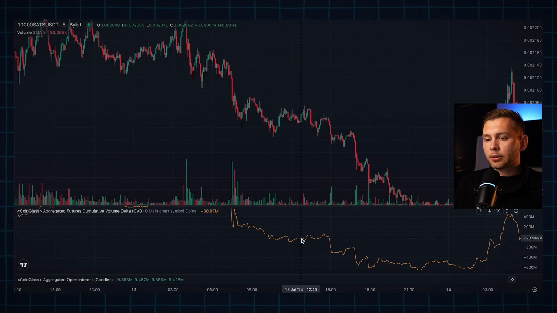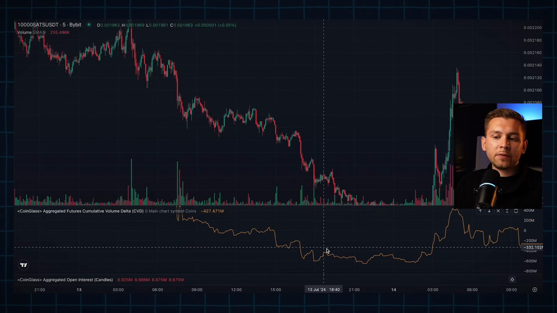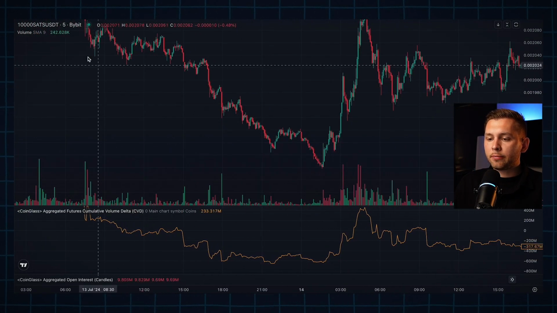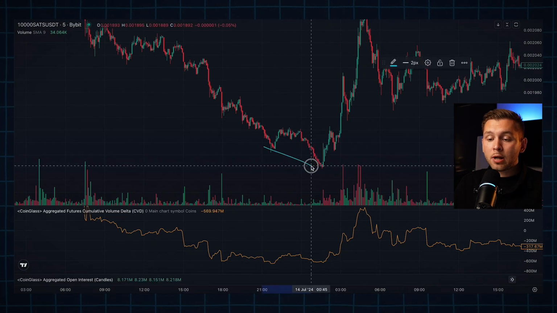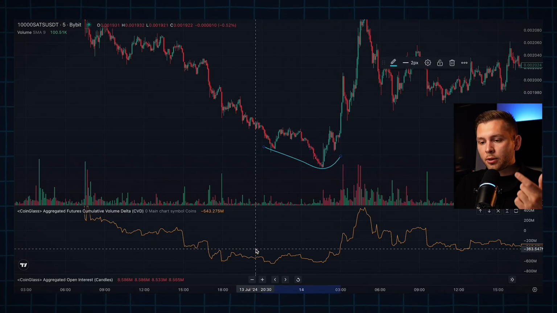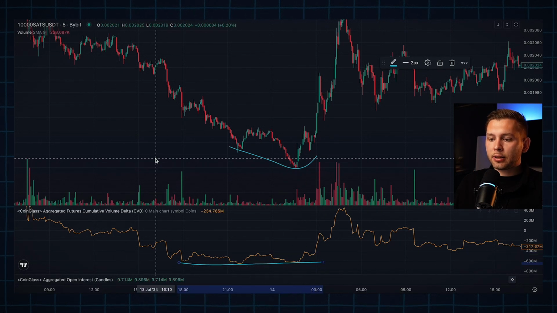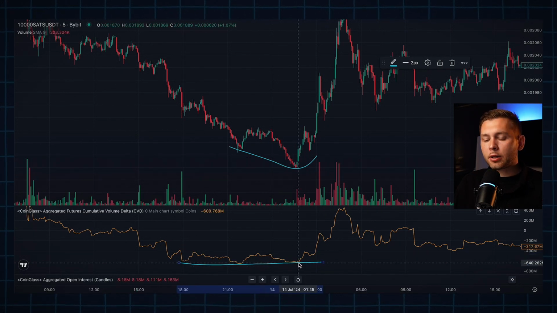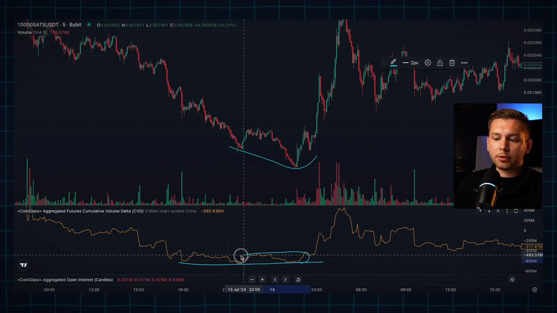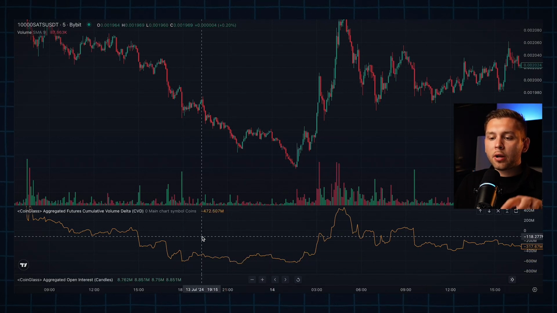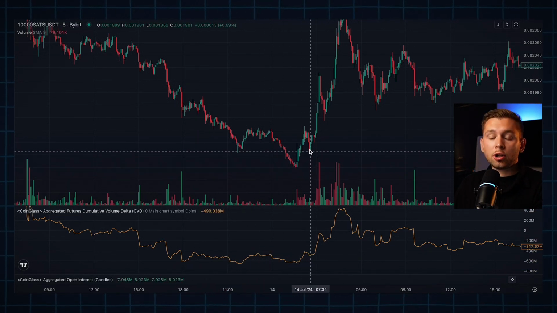So now let's analyze another example in a downtrend. The SATS coin decreases along with the CVD, but then we see divergence between the price and the delta. The price updates lows while the cumulative volume delta does not. This signals that the number of aggressive sellers in the market has sharply decreased. People are no longer willing to sell at such low prices.